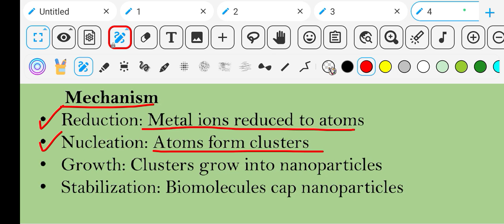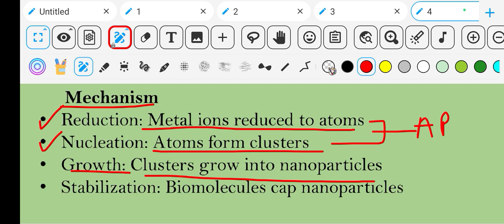These zero valent atoms begin to cluster together, reaching a critical supersaturation point that triggers nucleation. It means it is the birth of the nanoparticles. Reduction and nucleation, this is the activation phase. After this we have the growth phase, in which clusters grow into nanoparticles. It means as more reduced metal ions form, they diffuse towards the newly created nuclei. The smaller adjacent nanoparticles spontaneously fuse together thermodynamically to minimize their total surface energy, allowing the nanoparticles to grow as large as they can.